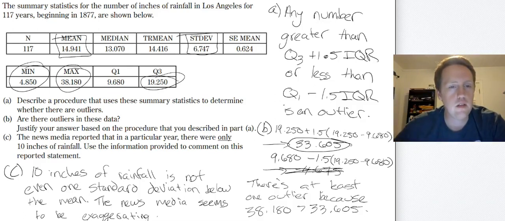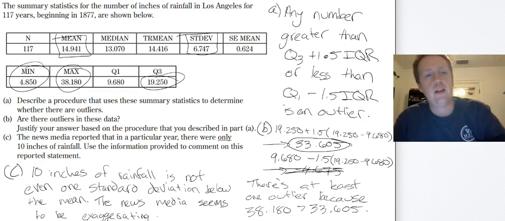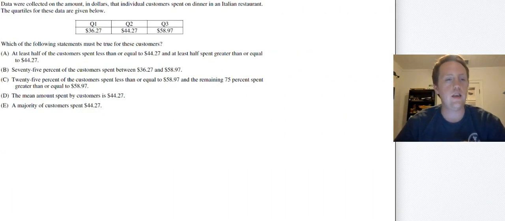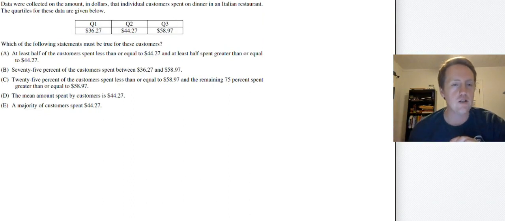All right, there we go. That's FRQ. She's solved now. All right, let's do the next problem. Says data were collected on the amount in dollars that individual customers spent on dinner in an Italian restaurant. Which of the following statements must be true?